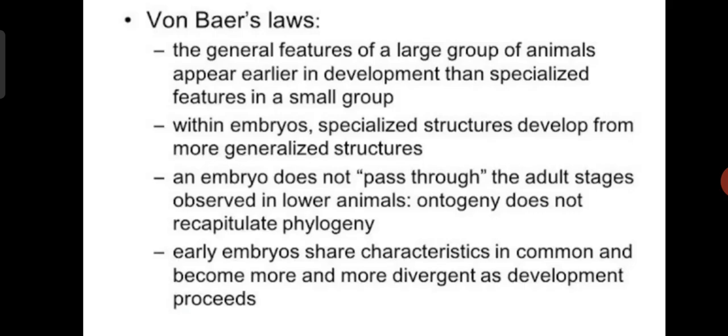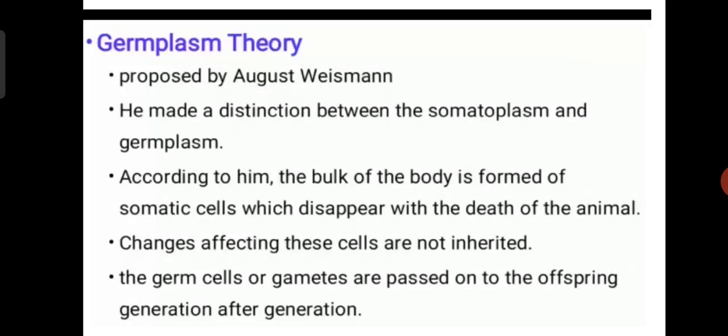As an overall example of the four principles, in the development of a chordate, the more general features like the brain, notochord and some muscles develop first. After that, the limbs develop, feathers in birds develop, and hairs in mammals develop. Finally, the specific features that distinguish their families, genera and species develop. This is about von Baer's law.